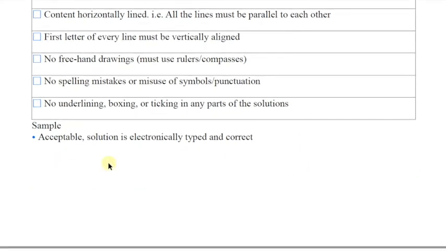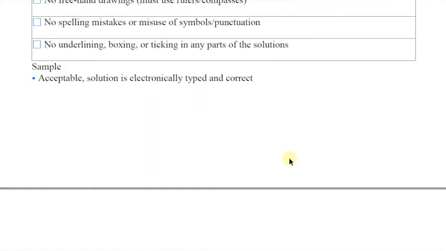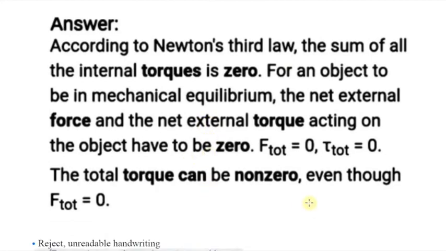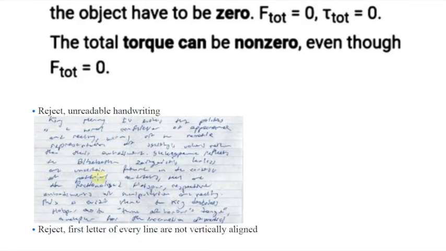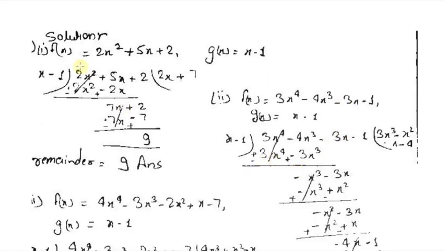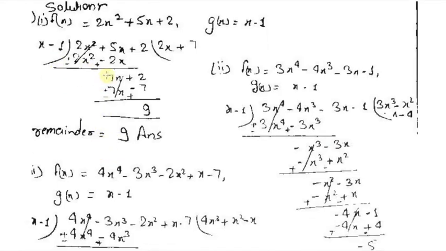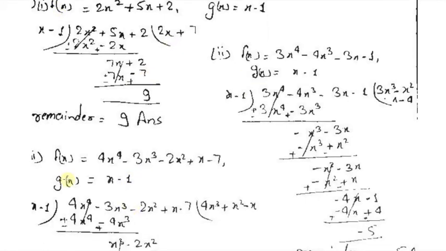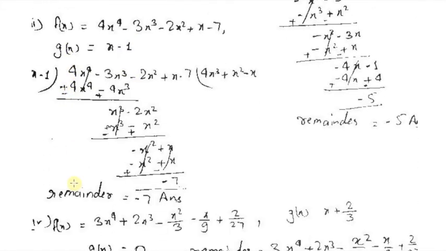So we will see some samples. Acceptable: the solution is electronically typed and correct. For example, in this case, the solution is typed and correct, so we'll pass this answer. And we will reject unreadable handwriting. For example, if the handwriting is not correct, in that case we will reject the answer. Next, reject if the first letter of every line is not vertically aligned. In that case we will reject the answer. Here the solution is uploaded in a random manner: first, second, then again second he has written, then fourth.